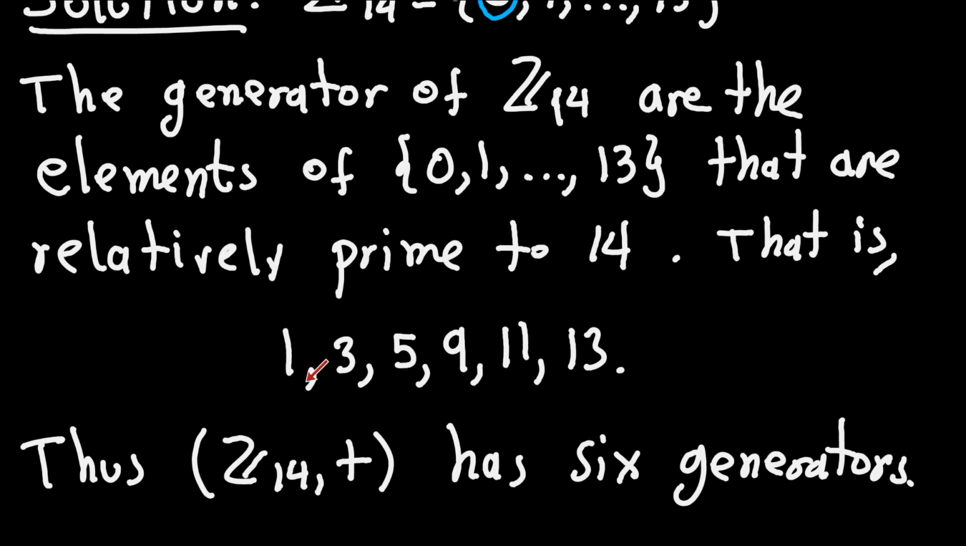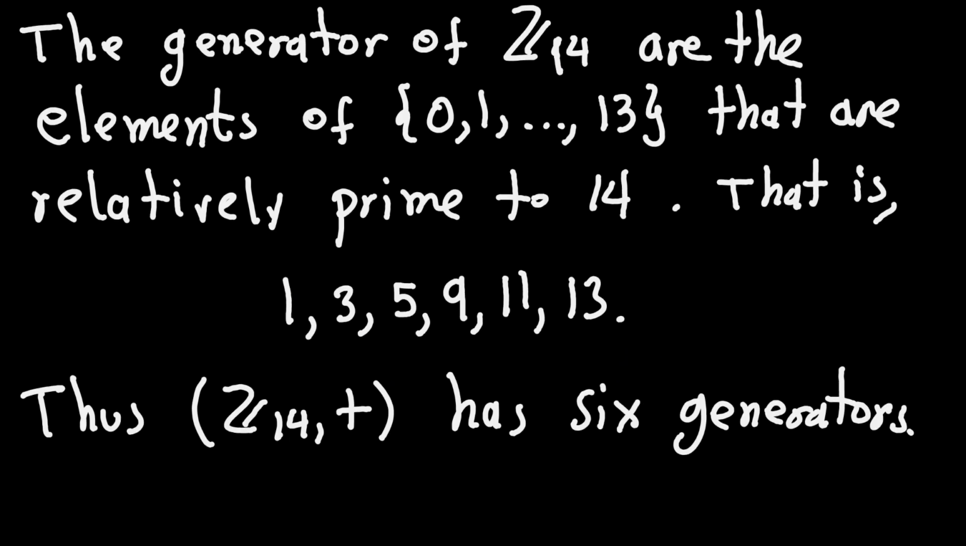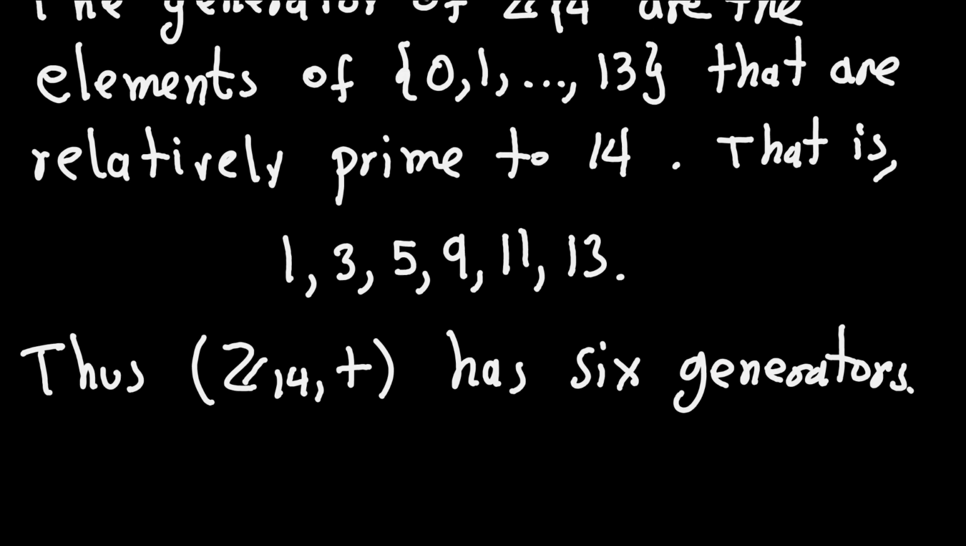And you keep going through this list and check the ones that have GCD with 14 equal to 1. Those numbers will be 1, 3, 5, 9, 11, and 13. So these will be all the generators of Z14. In this case, this group Z14 with addition will have 6 generators. Now, because every group of the form Cn with addition is cyclic, you can always apply this type of argument to find all the generators of groups that look like this.